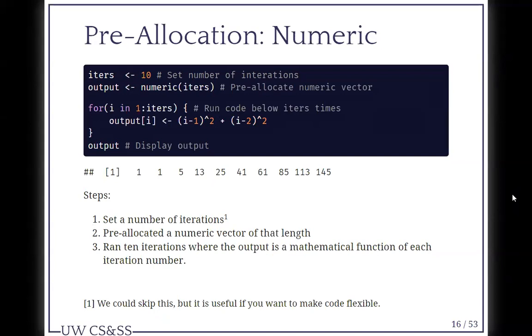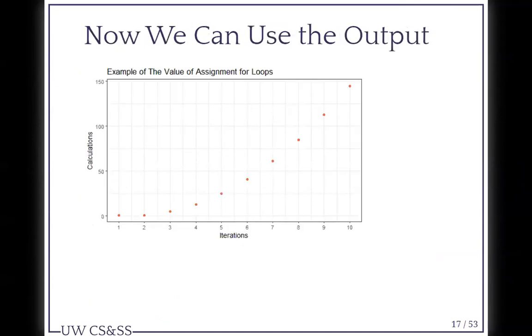Okay, so the steps that we took here in this for loop: we set a number of iterations. We pre-allocated a numeric vector of the length of iterations that we are interested in. And then we ran 10 iterations where the output is a mathematical function of each iteration number. And we saved it to this output vector that we already pre-allocated all the space for. And now we can use this output to make a plot, for instance.